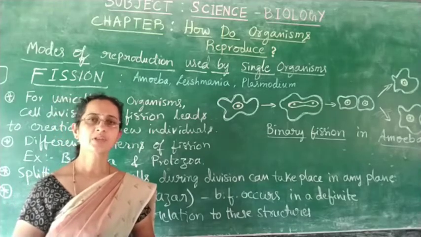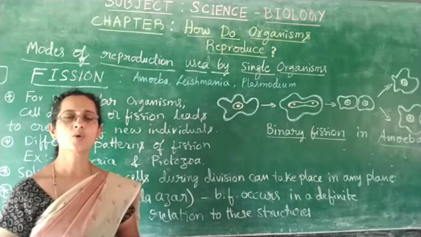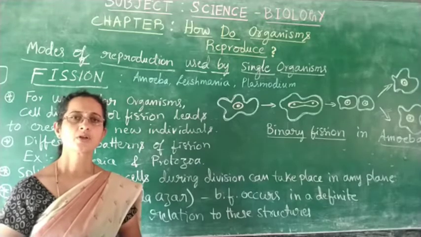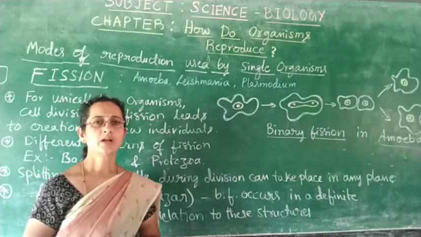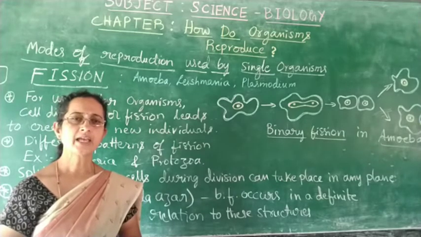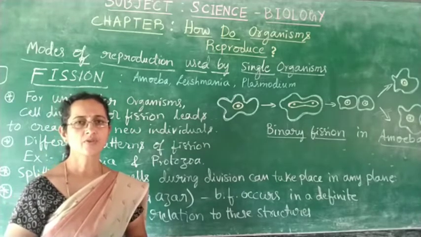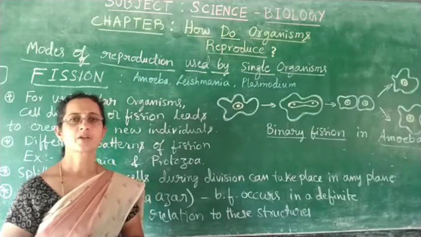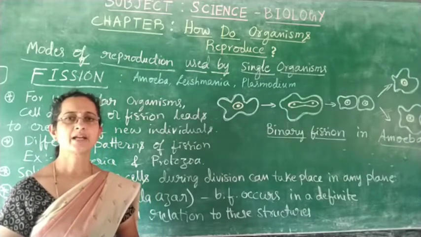Let us study the actual concept of this lesson: how do organisms reproduce. In this lesson you learned the definition of reproduction. To tell you once again, reproduction is the process of producing a new organism that resembles its parental organism.